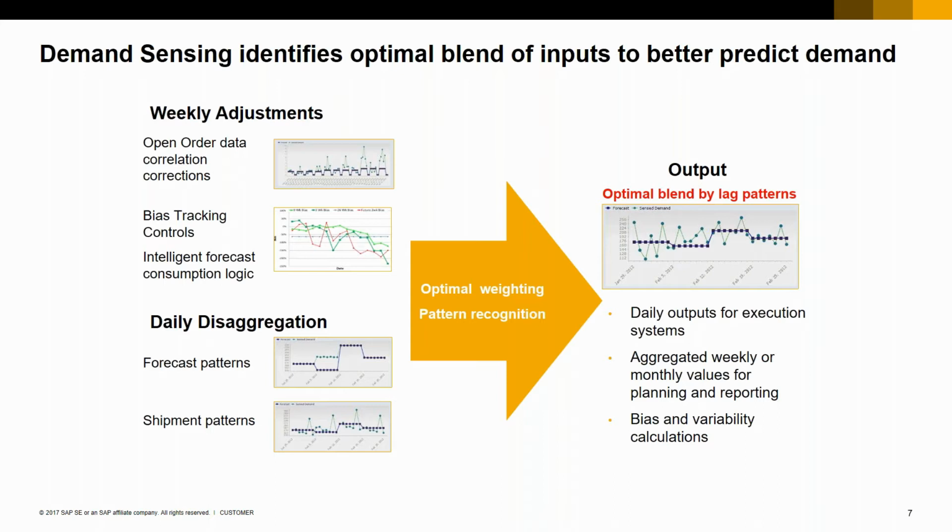We also weight that over multiple lags, right? So we look at, does a change in the order pattern take a week or 2 weeks to show up in the actual demand? And so we do all of that and come up with a forecast, right? And so that's a very simple way of looking at it.